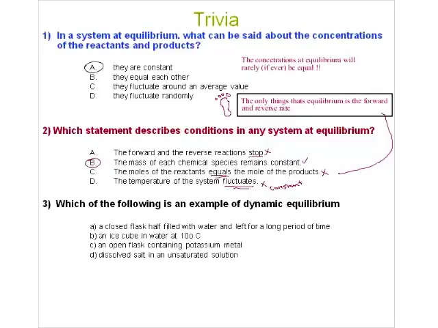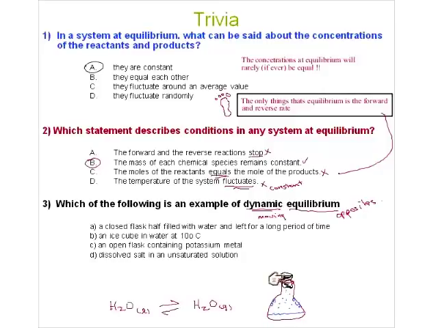Number 3 here, which of the following is an example of dynamic equilibrium? Dynamic means it must be moving or changing. Equilibrium means it must be opposite forces. Okay, so it must be opposites that we are seeing here. If we look at each of these, we say a closed flask. Okay, that's good. It's half filled with water. There's an air space over it, and it's left for a long period of time. Okay, well, let me graphically show you what's going on here.